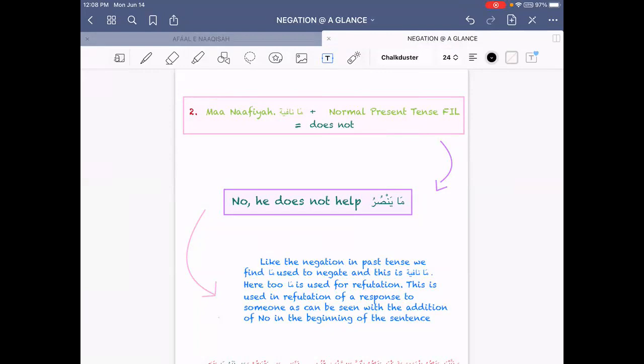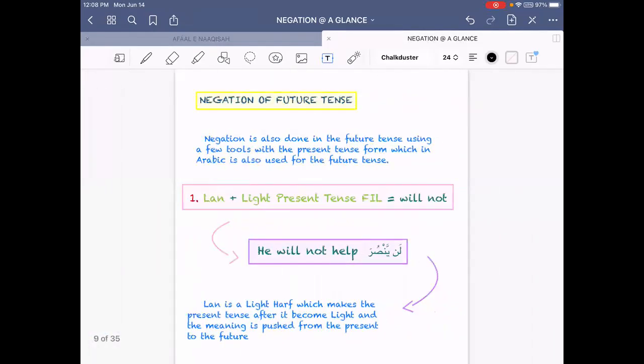Any question till this point before we move on? No, alhamdulillah. I have shared these notes in the groups. Please remind me if you haven't gotten it, and I'll send it to you as well.